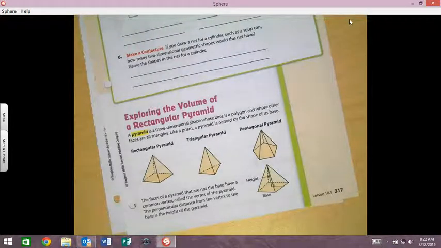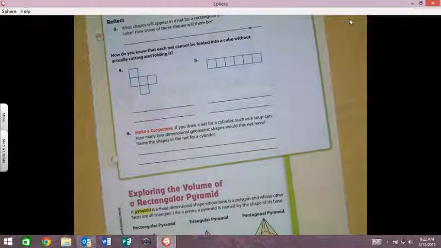So it just says compare your results with several of your classmates. Don't worry about it. Again, remember, we're not doing the actual activity. We're just going to kind of read through it and talk about it a little bit. So do your reflection question. Okay, number 3 says, what shapes will appear in a net for a rectangular prism that is not a cube? How many of these shapes will be there? Okay, so then do 4, 5, and 6, and then whenever you come back, we'll go over your answers. So go ahead and pause now.